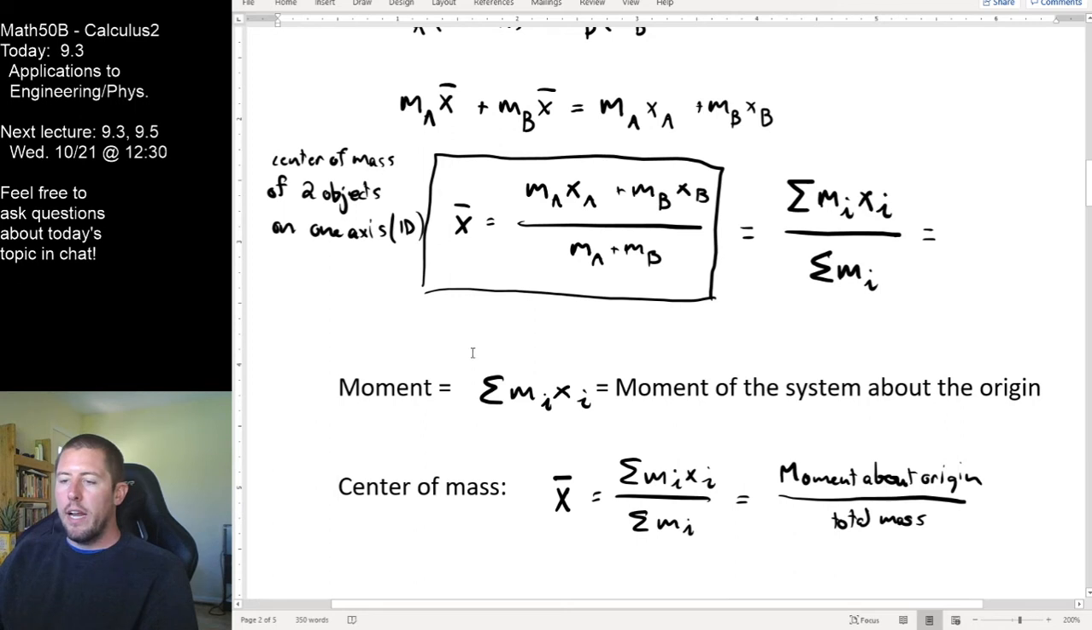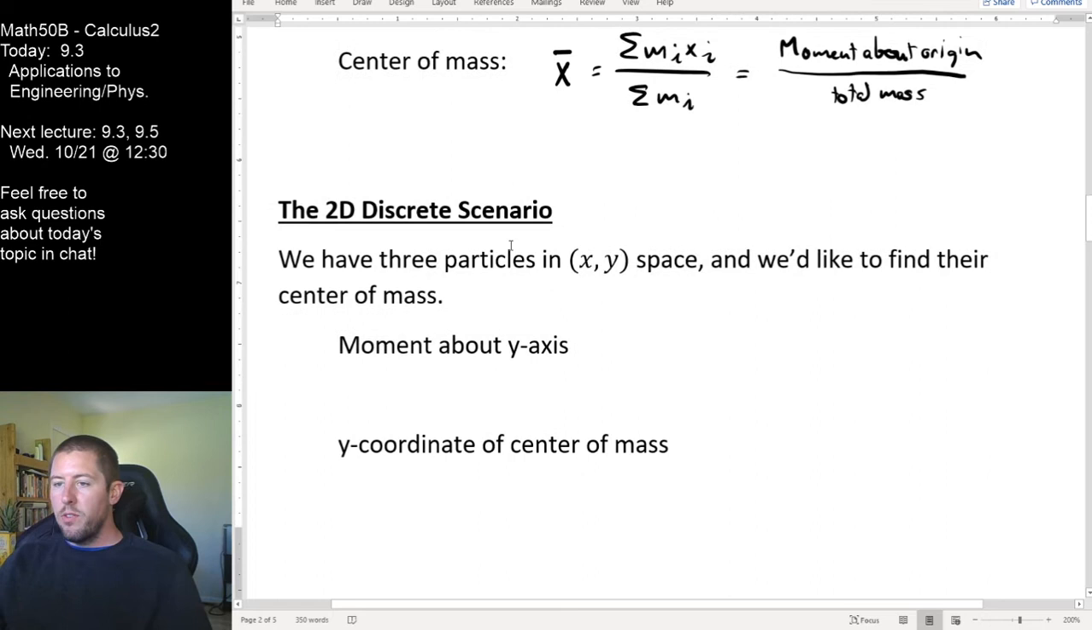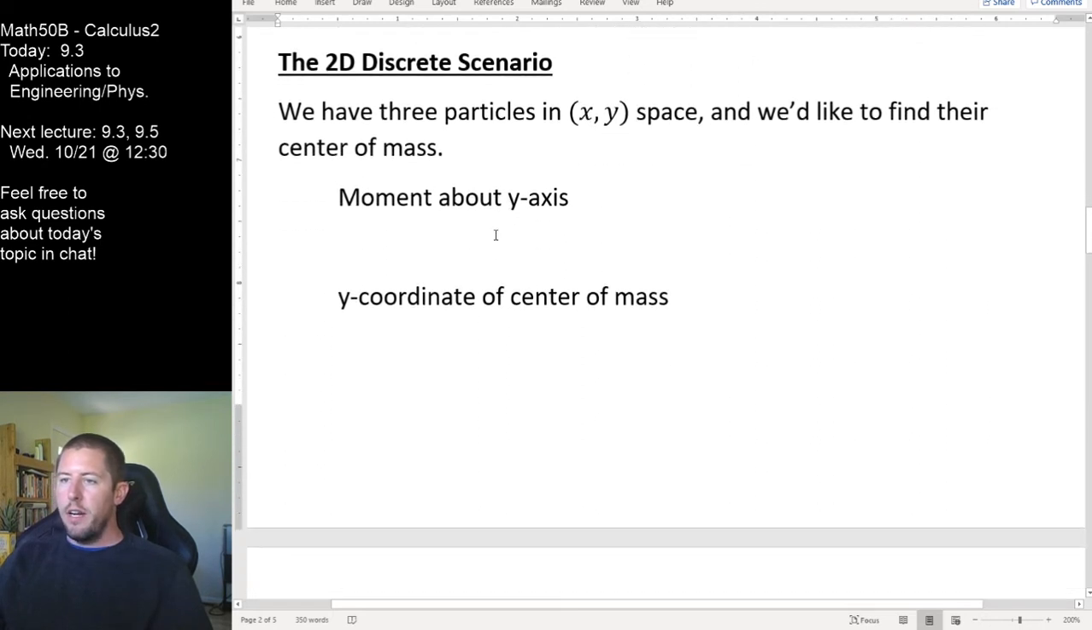But in general, recognize that a moment is the sum of the masses times their locations. If our moment sums to 0, then that says that our center of mass is symmetrically located, where equal amounts of stuff are to the left and to the right. Let me see if I forgot anything. So this is our unexciting one, so I am going to just move on to our 2D discrete scenario.